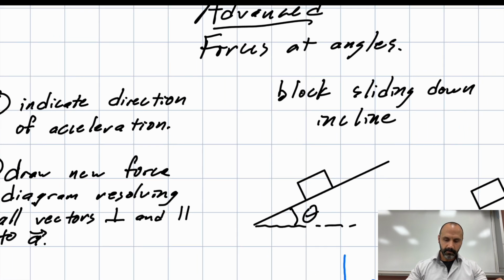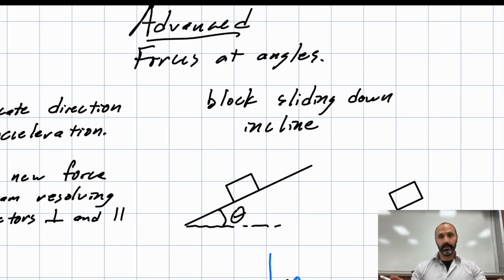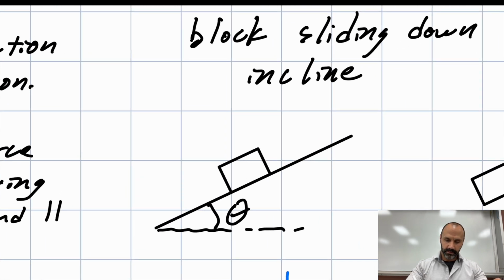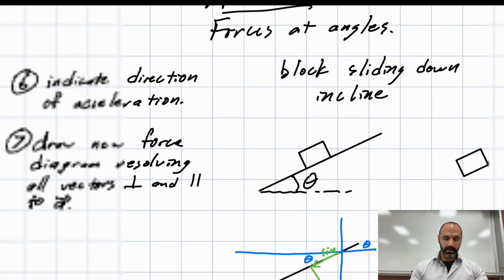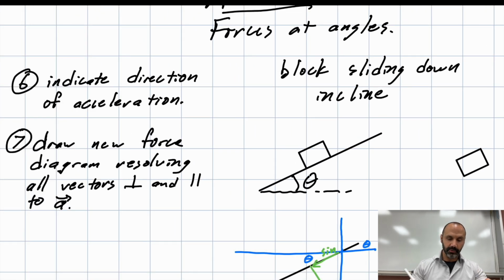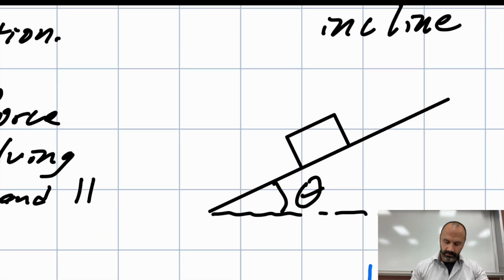So let's take the example of a block sliding down an incline. So something like this. Here's a block, and it's going to be sliding down an incline. And let's say it's a frictionless incline plane. I forgot to write that. Frictionless incline plane. Keep it a little bit simpler for now, just as we're first learning. Okay, so first of all, I want to indicate the direction of the acceleration. So I go here to the sketch, and I indicate that the acceleration is going to be down the incline.